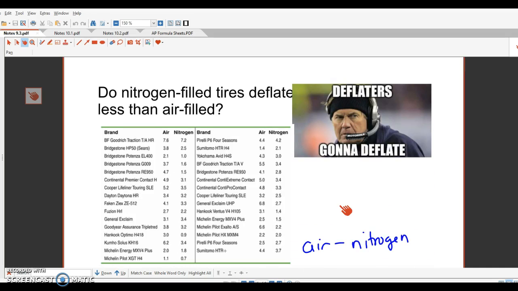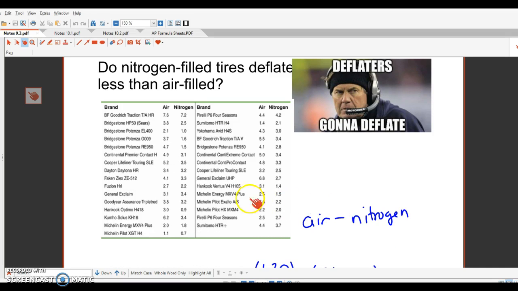Here's another example. Also in our book, we have different brands of tires. One filled with just the usual mix of air that would be in a tire pump. One filled with strictly nitrogen. This is what they use in aircraft. They discovered that it's less likely to explode, which is why it's used in aircraft. And researchers are interested in seeing if they would also be less likely to lose tire pressure.